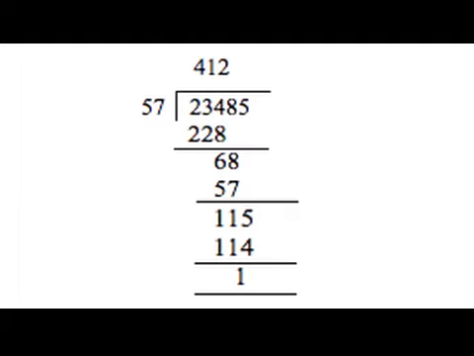Let us check this answer also. How can we check the answer? If you multiply the quotient by the divisor and add the remainder to it, we will get the dividend. In the above example, how can we check? We multiply 412 into 57, then add the remainder 1, and we will get the answer 23,485.